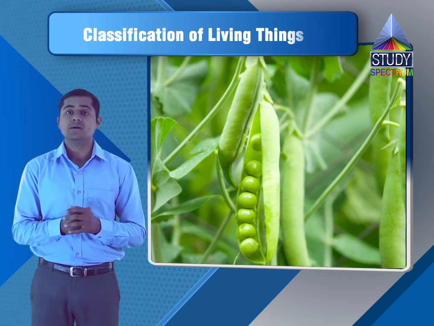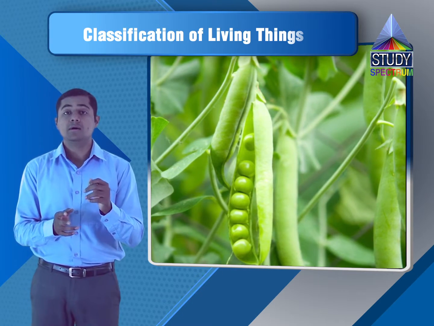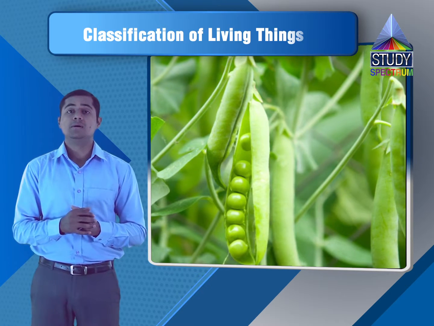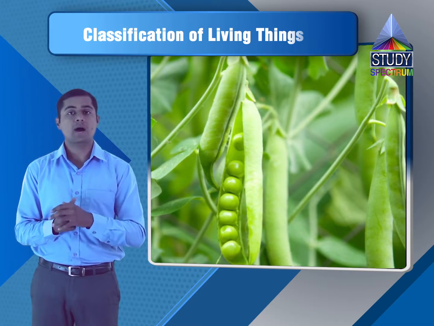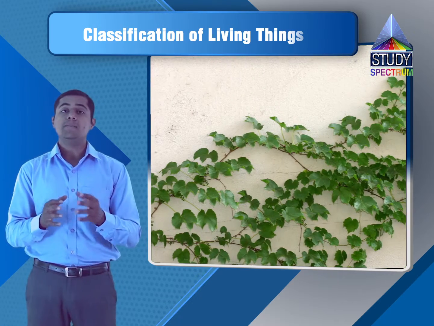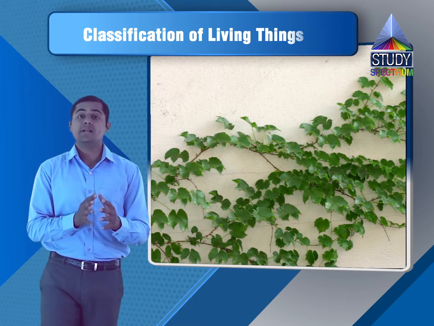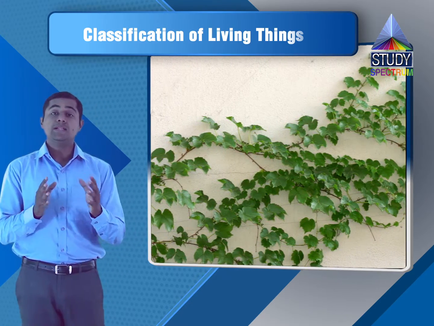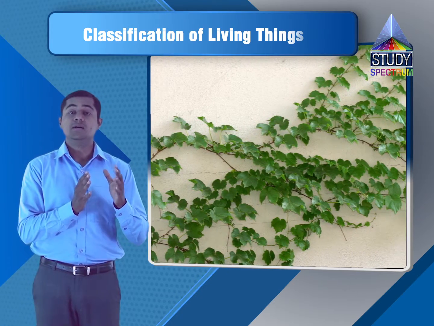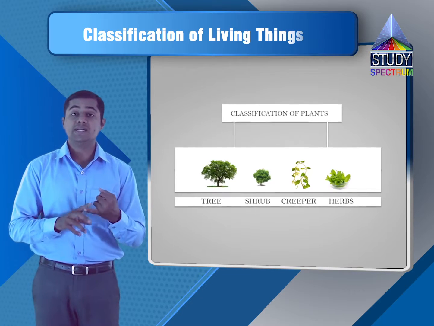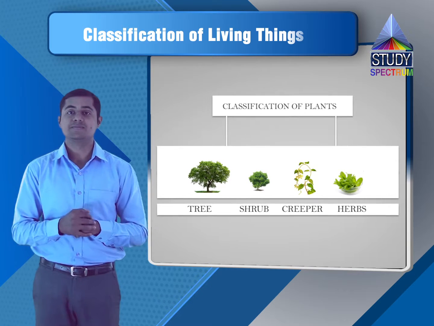The ground pea, that is the herbaceous plant, because it has got the soft and flexible stem and its height doesn't grow more than 1 and 1.5 meter. So on the basis of height of the tree and its stem type and the branches, plants are classified in 4 subgroups: trees, shrubs, climbers and herbs.